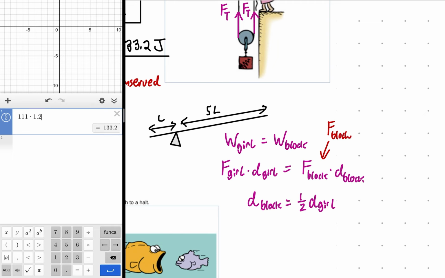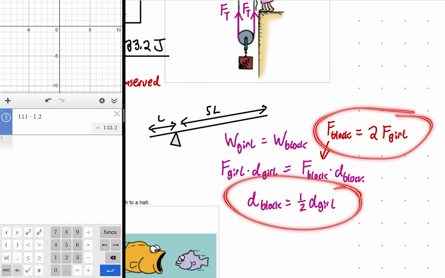If you want to write that out yourself and make sure that you can see where that 2 comes from and how it becomes a 1/2 when you divide both sides by it, then you'll have that further practice yourself. 2 times F girl, like so. This is the idea that I was explaining, and this is the consequence of that idea.